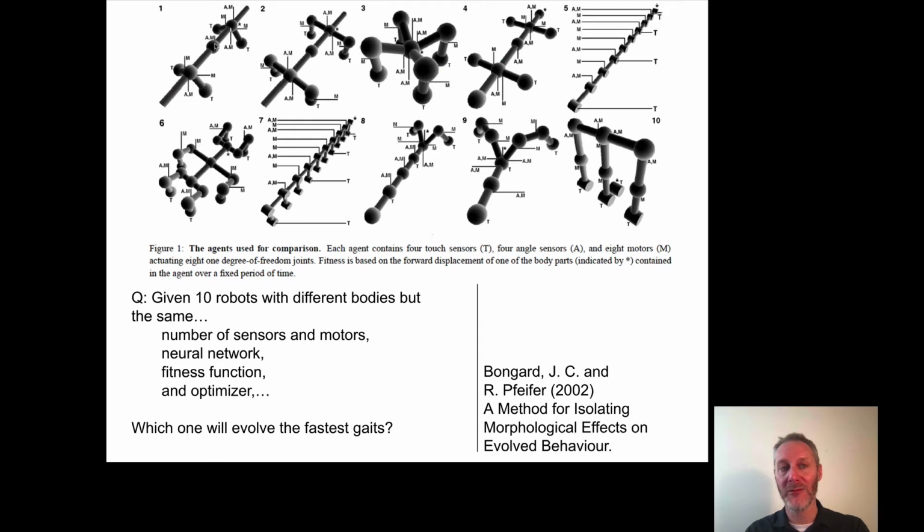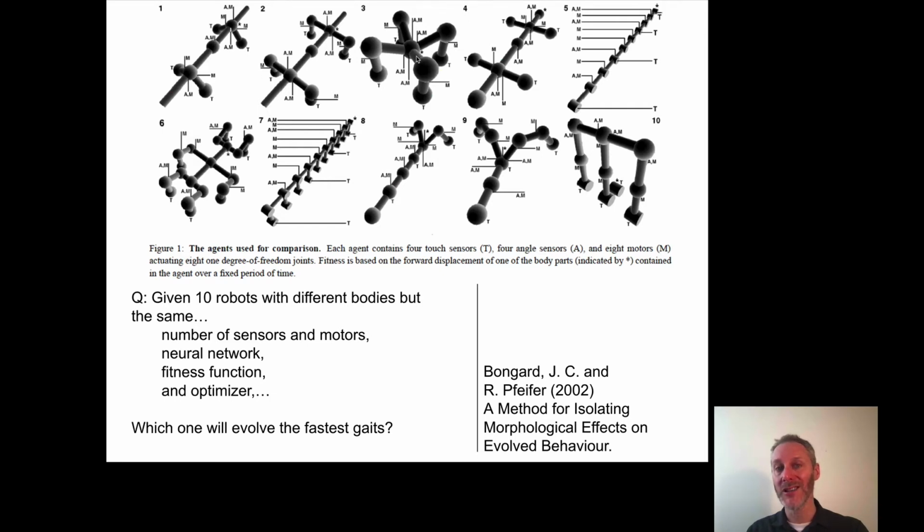I performed 30 evolutionary runs for this robot, in which the fitness function was speed of forward travel, just like in your assignments. I did another 30 evolutionary runs of evolving sets of synaptic weights for this robot to maximize forward travel. This one, this one, this one, this one, this one. At the end of the experiment, we had a total of 300 evolutionary runs.